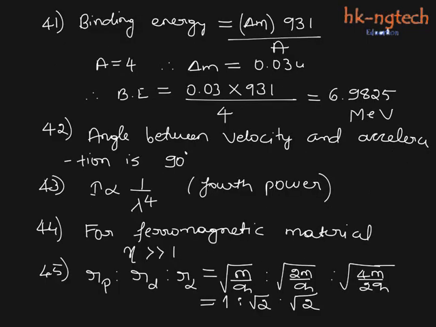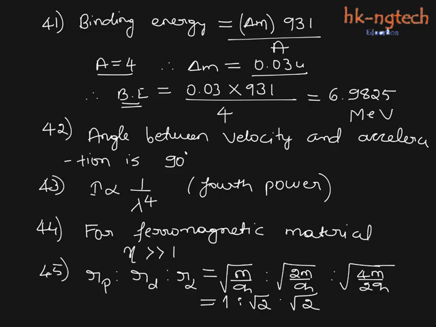Try to take the next question, 41st question. According to that, the mass defect of helium is 0.03 U, that is atomic mass unit. The binding energy per nucleon of helium in mega electron volt is... We know that the binding energy formula is delta M into 931 divided by A, and they have given that the atomic mass is 4, and they have given the mass defect, 0.03. They have given this directly. So if I substitute the values accordingly, I will get 6.9825 mega electron volt. That is the answer.